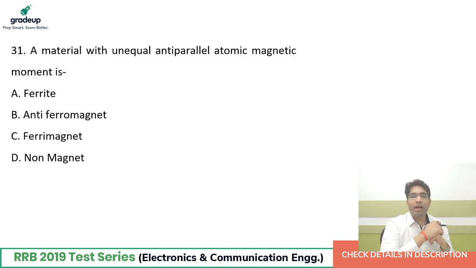A material with unequal anti-parallel atomic magnetic moment is called as, what is that material which has unequal anti-parallel arrangement of magnetic dipoles? Unequal and anti-parallel, two things in mind, so it will be C, ferrimagnets. Correct, ferrimagnets.